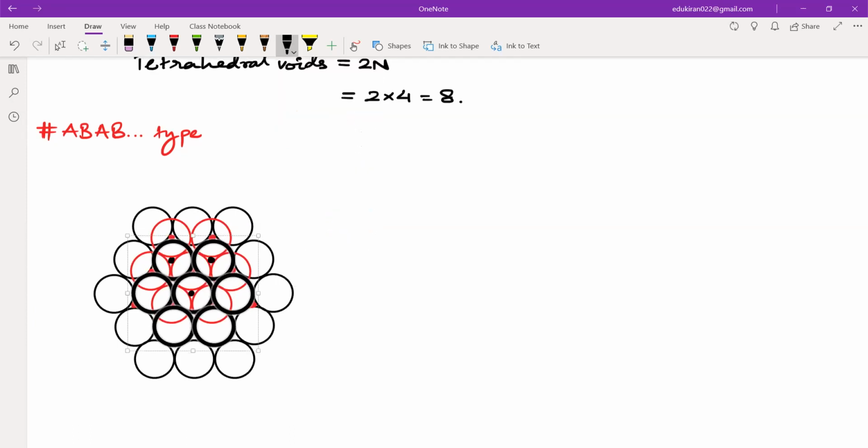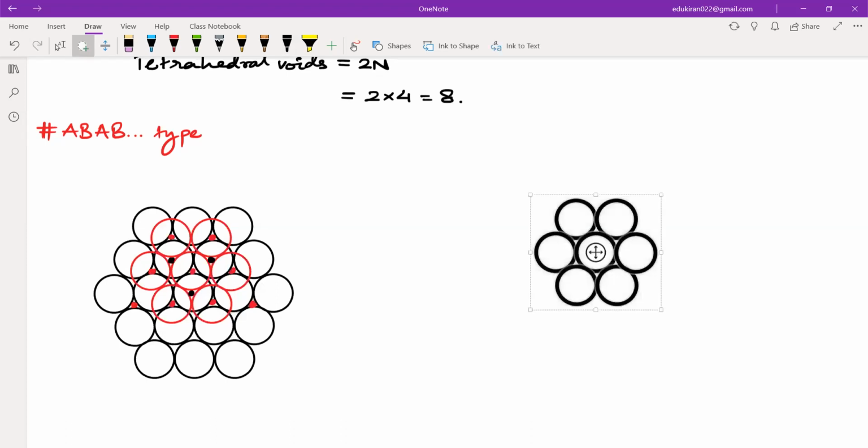Okay. Now what I will do, I will remove this whole set, and I want your focus on the bottom layer and these atoms. ठीक है?